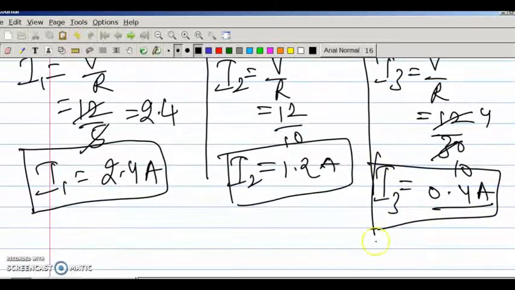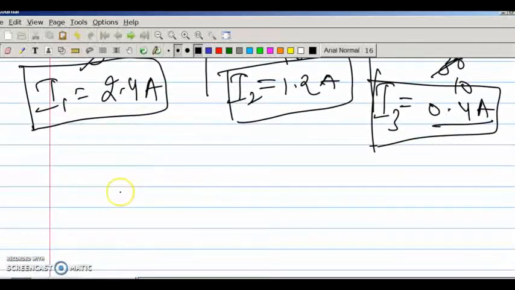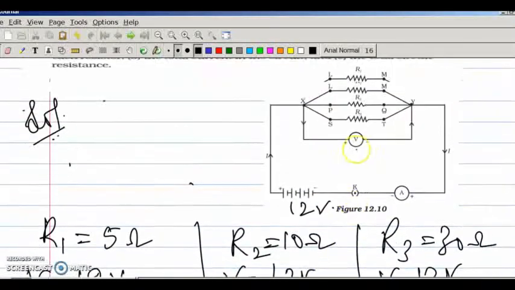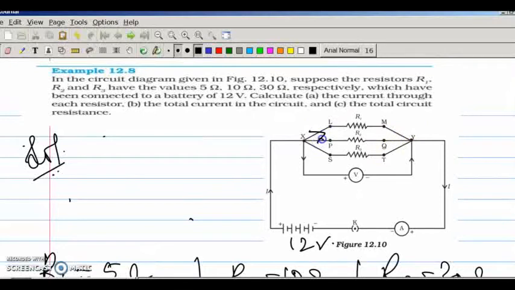Now, what is the total current in the circuit? As the three resistors are connected in parallel, the total current in the circuit will be equal to I1 plus I2 plus I3. If you want, you can refer to the diagram. This is I1, I2, I3, and all of them combine again here. So naturally, this current will be equal to I1 plus I2 plus I3.